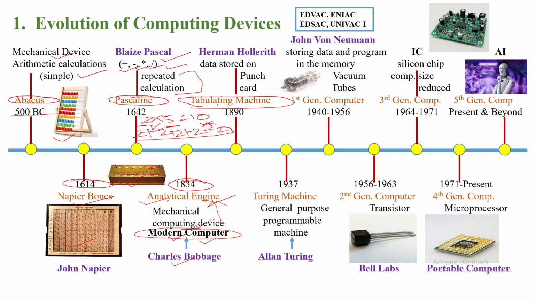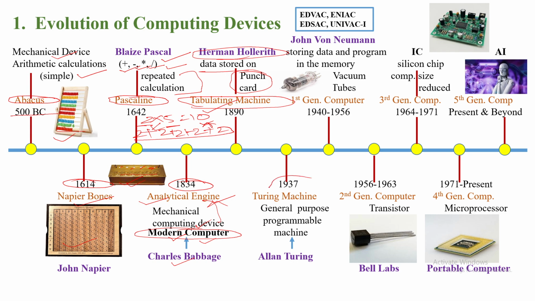Now comes 1890, the tabulating machine. From the name you can understand that tabulating means tabular format. The tabular format will store the data where? On the punch card. On the punch card. Who invented or developed it? Herman Hollerith invented the tabulating machine.